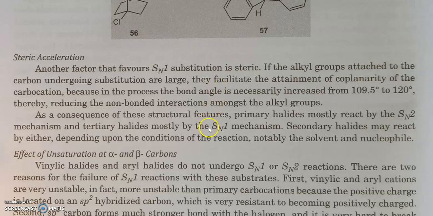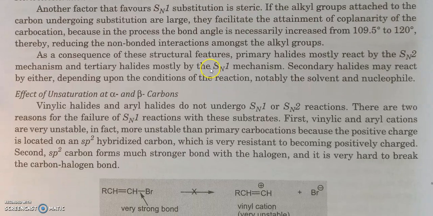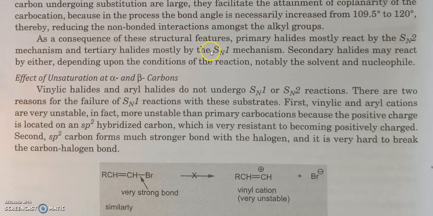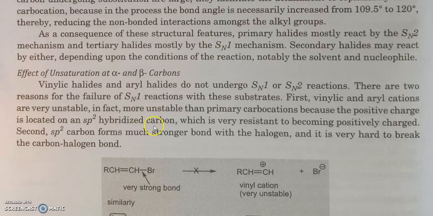Now, another important factor: the effect of unsaturation at the alpha-beta carbon. Vinylic halides and aryl halides do not undergo SN1 or SN2 reactions. There are two reasons for the failure of SN1 reaction with these substrates. First, vinylic and aryl cations are very unstable, in fact more unstable than primary carbocations, because the positive charge is located on an sp2 hybridized carbon, which is very resistant to becoming positively charged.